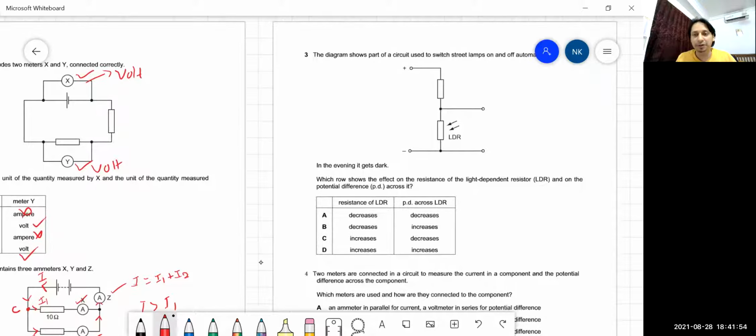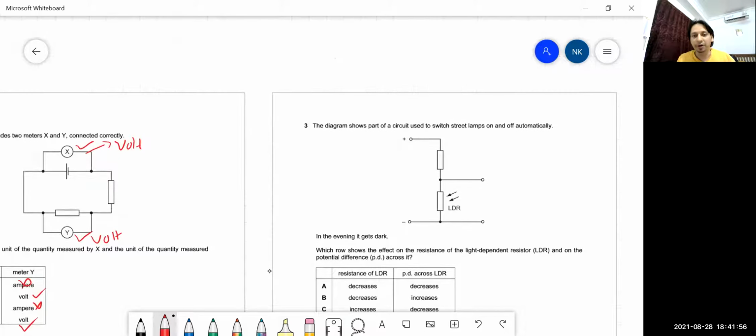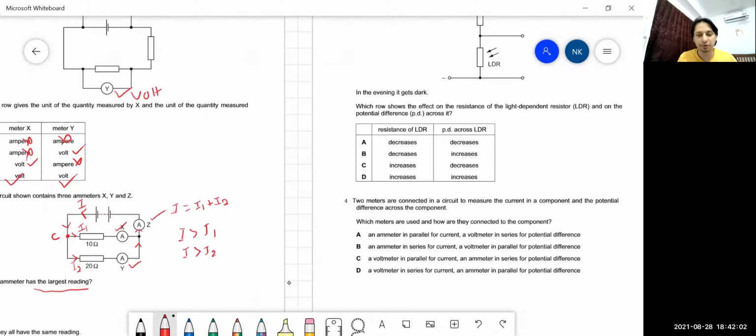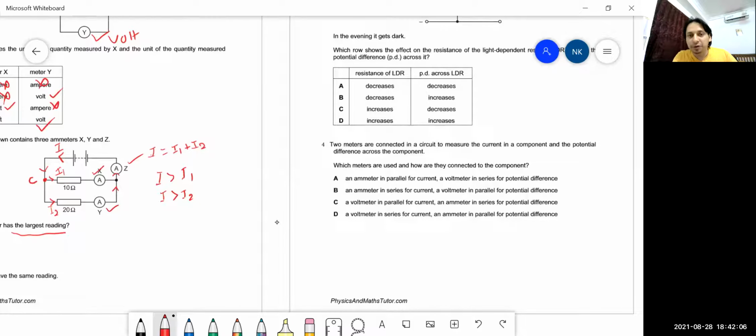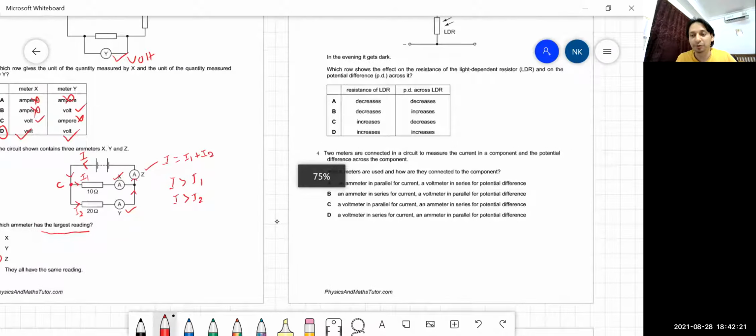Question number 3, children: here we are not going to discuss the LDR part. We have not discussed LDR in class, so we are just going to discuss questions related to resistances. Question number 4. 2 meters are connected in a circuit to measure the current in a component and the potential difference across the component. Which meters are used and how are they connected to the component?